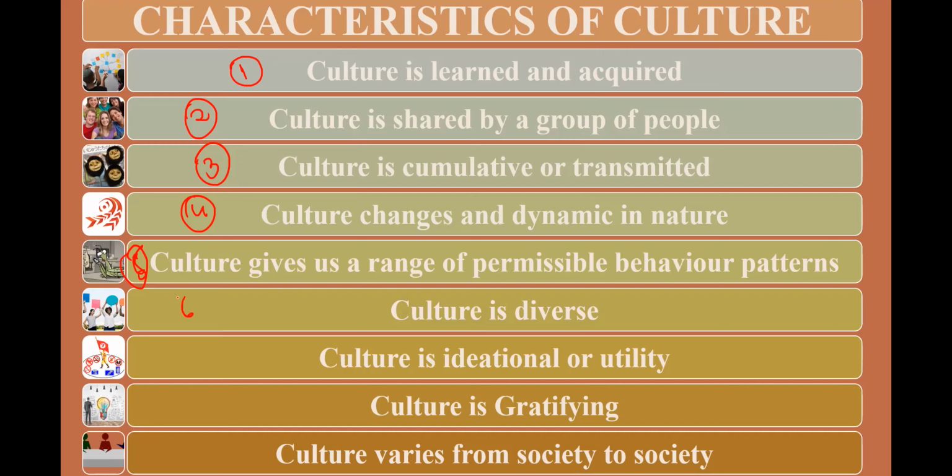Next, we can find that culture is diverse. For example, it is changing, its diversity is very vast. From one home to another home, from one individual in one family to an individual in another family, it is also changing. So it is diverse in nature. It is not narrow or peculiar to one person, it is diverse. Then we have the other characteristic, that culture is ideational or utility based. Ideational because it creates an ideal society.